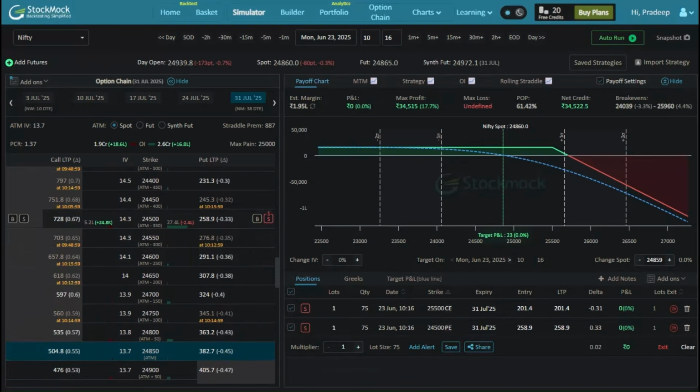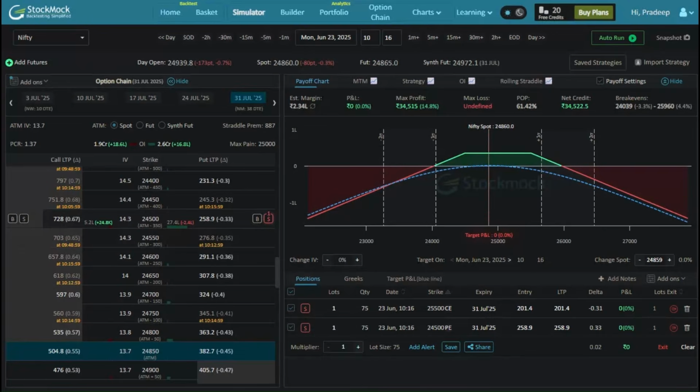So I'll sell this also. Now, if you see here, see my cursor. On the call side, I received 201 rupees. On the put side, I received 258 rupees. So in total, I have received somewhere close to 450, 460 rupees.